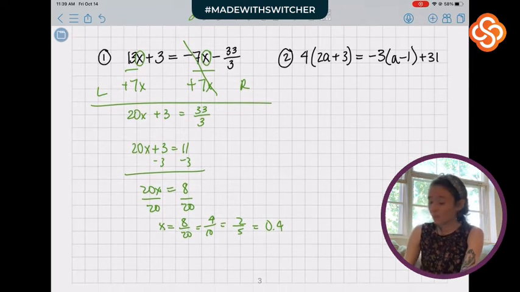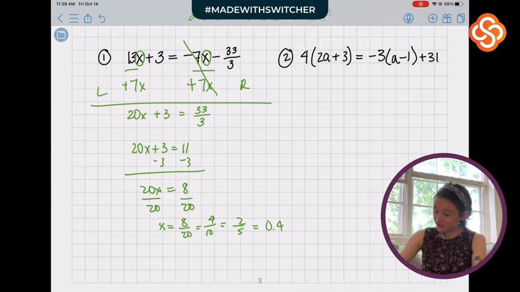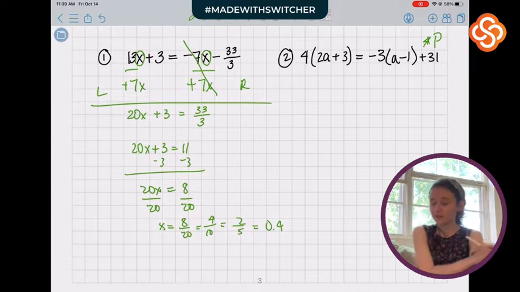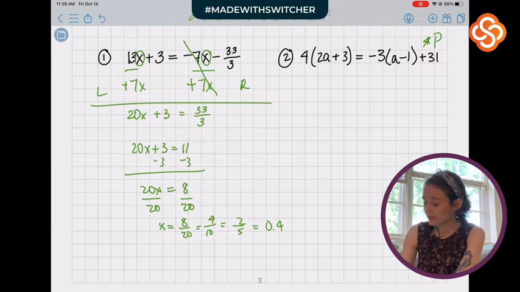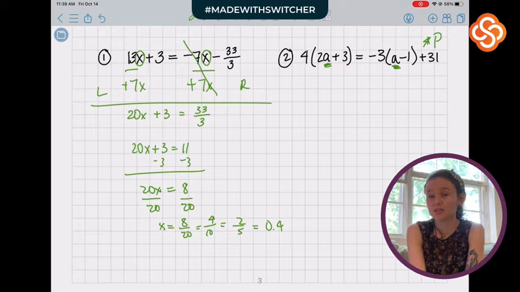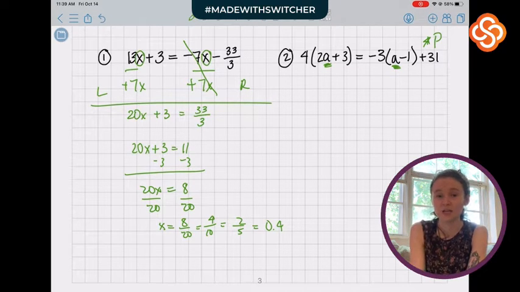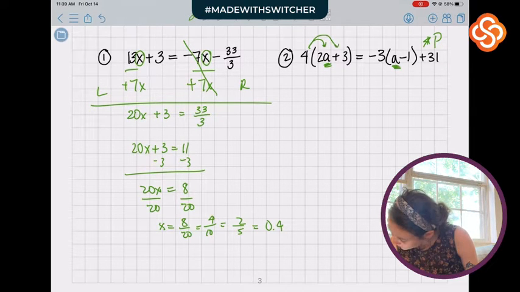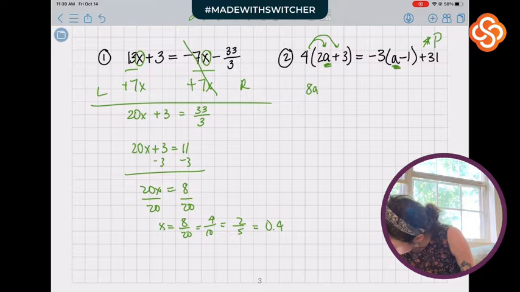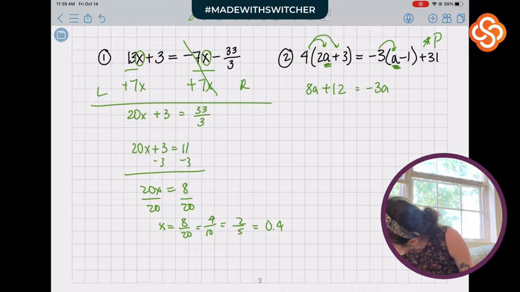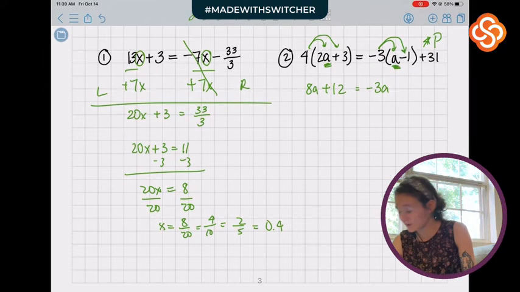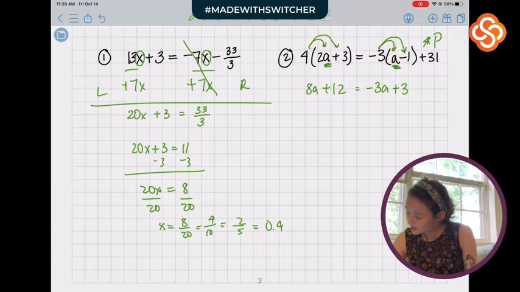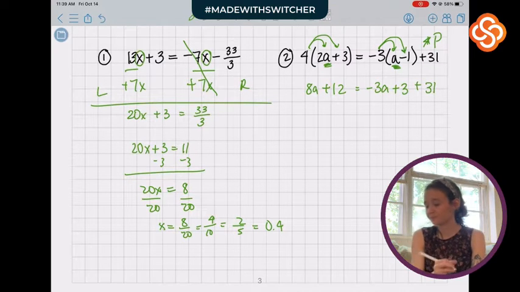Okay. What do y'all see first? First. That starts with P, parentheses. Get rid of those, because as you see, the variables are on both sides, but like I mentioned, they're stuck inside parentheses. You cannot combine them. You cannot do anything with them. So what I'm going to do is distribute. 4 times 2a is 8a. 4 times 3 is 12. Negative 3 times a is negative 3a. Negative 3 times negative 1, negative times negative is a positive, so it's going to be plus 3.